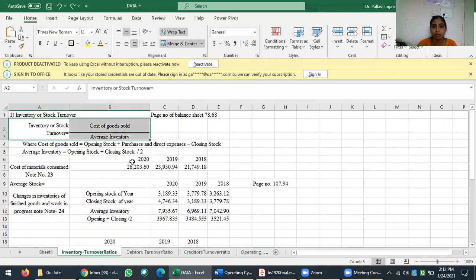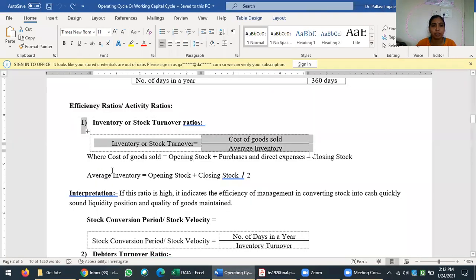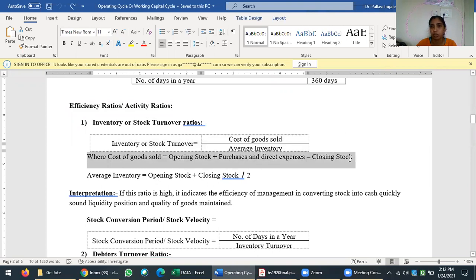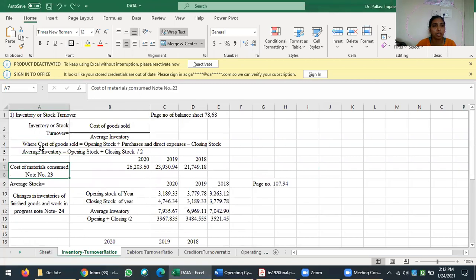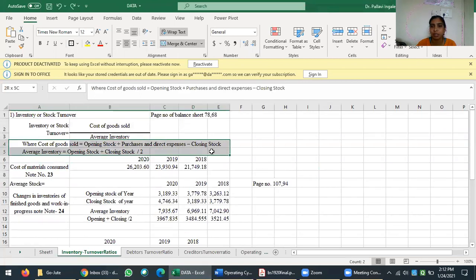Then what parameters are required? Cost of goods sold, for which we need opening stock plus purchases minus closing stock. And average inventory. I will copy these also into my Excel. I have already copied these. Done.